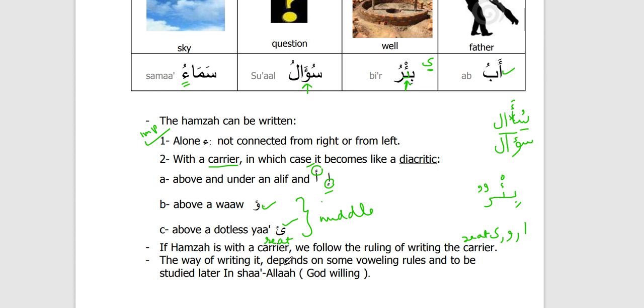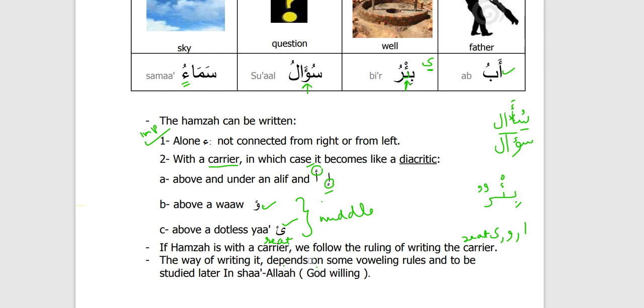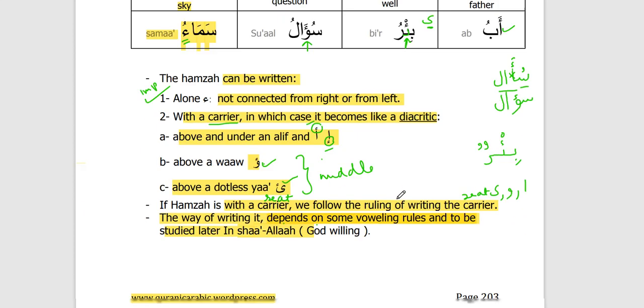And why are the seats differing? It's really very important here. Why the seats keep on changing is that it depends on voweling rules, to be studied inshallah later, but it's the voweling rules as I told you here. Why is it taking the waw seat? Because two alifs cannot come like this, so it has taken the waw seat here. And here, why has this taken the seat of sin? Because it has to be connected from both the sides. So those are the main reasons why the seat changes.